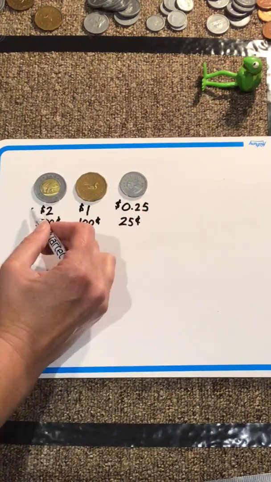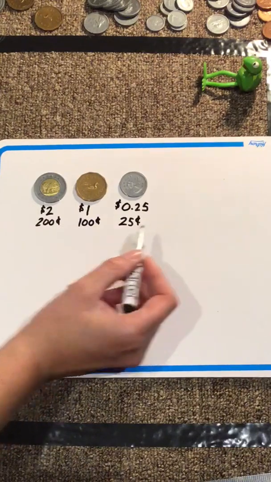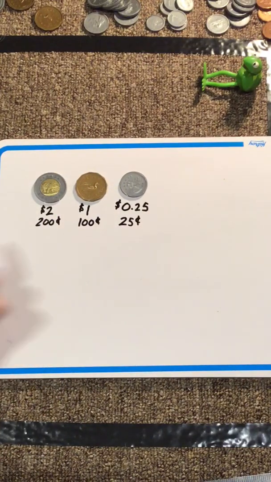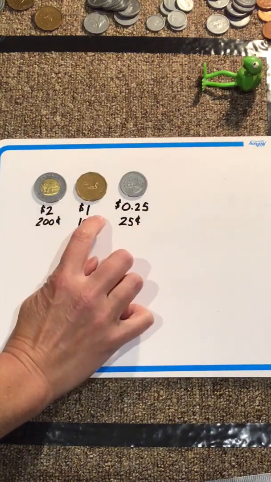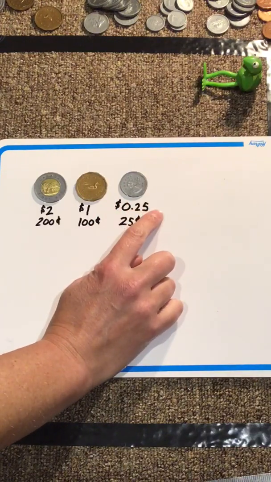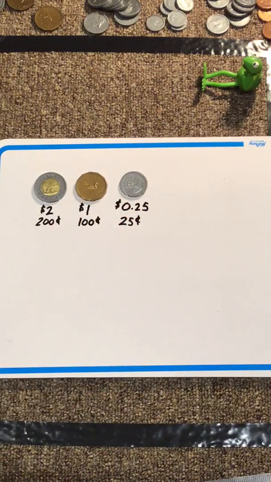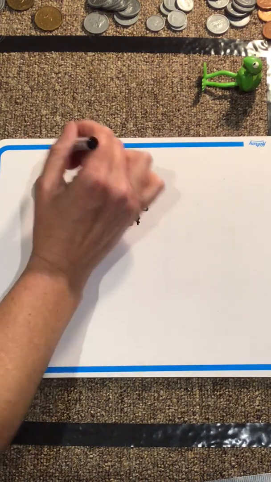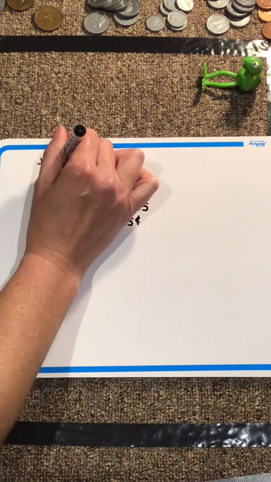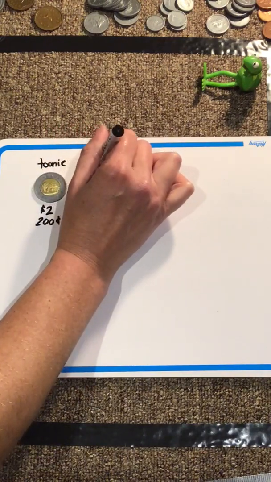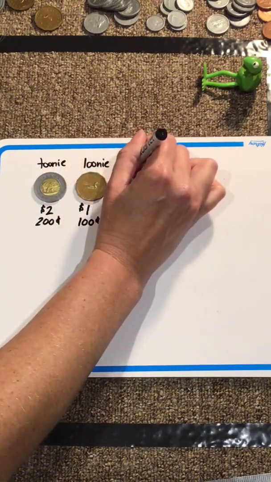Notice how the dollar symbol's on the left and the cent symbol is on the right. So cents are less than 1, and the things that are less than 1 are on the right-hand side of the decimal, so I think that's why that works out. Cents are on the right, dollars are on the left, right? So we've got toonie, loonie, quarter.